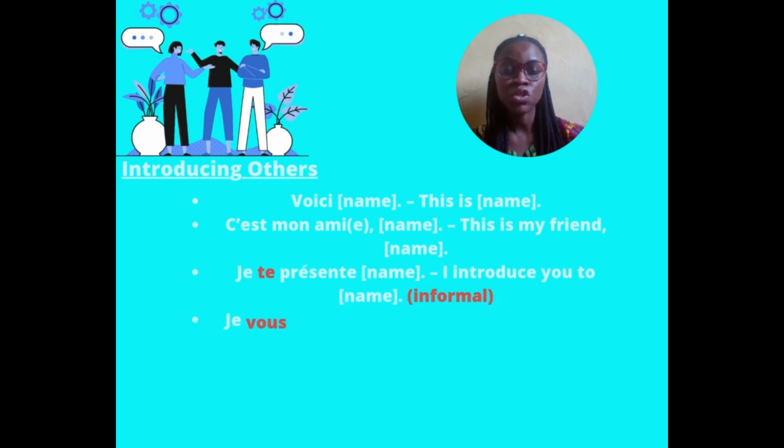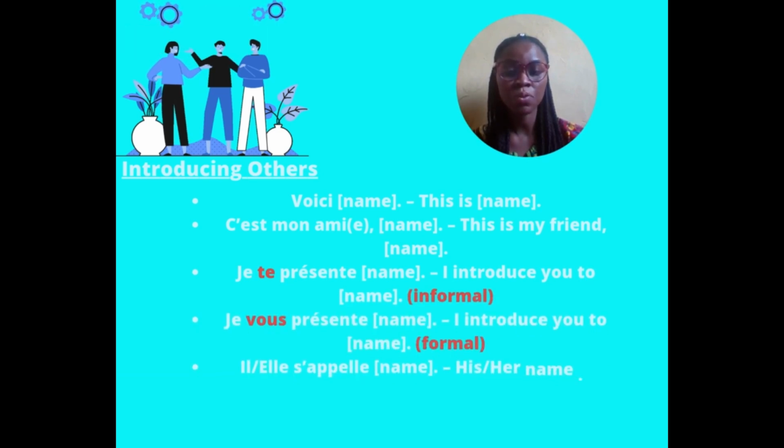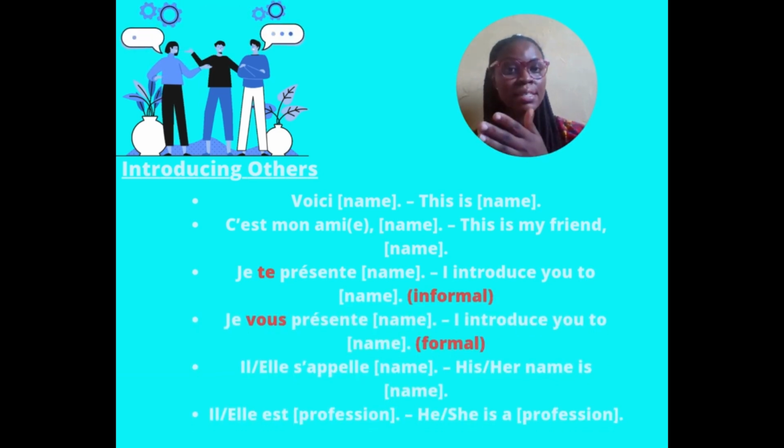Now, what if you would like to introduce others? These are some useful expressions, useful phrases for you. Voici, and then the name of the person. Voici means this is. Voici Marie. Voici Priscille. Voici Jean. Voici Sylvie. Okay? C'est mon ami. Another way to say this. It's my friend, or this is my friend. C'est mon ami Japhet. C'est mon ami Euphemia. C'est mon ami Hefzibah.